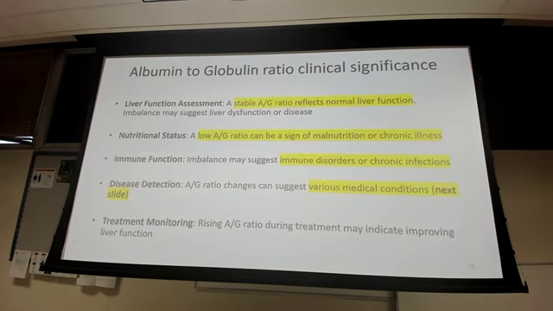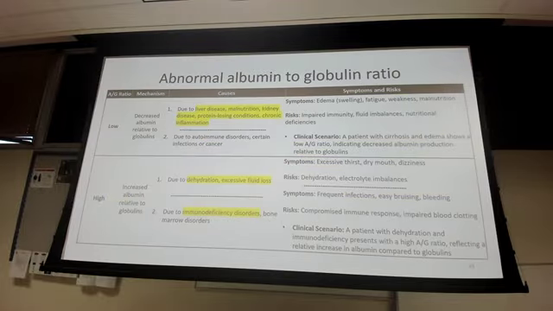All right, so the albumin to globulin ratio, clinical significance, deals with anytime you have a low AG ratio, that can be a sign of some type of malnutrition or chronic illness. And the disease detection is various medical conditions that we will talk about on this slide. Anytime you see a low AG ratio: liver disease, malnutrition, kidney disease, okay? High AG ratio: dehydration, excessive fluid loss. Okay, important slide.